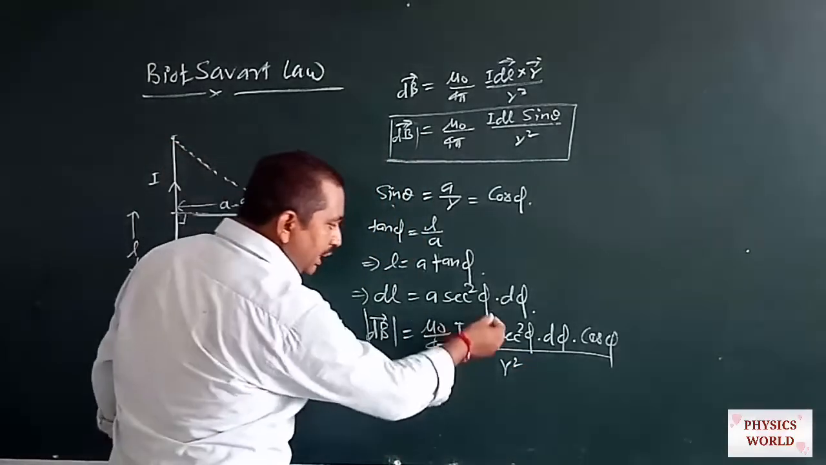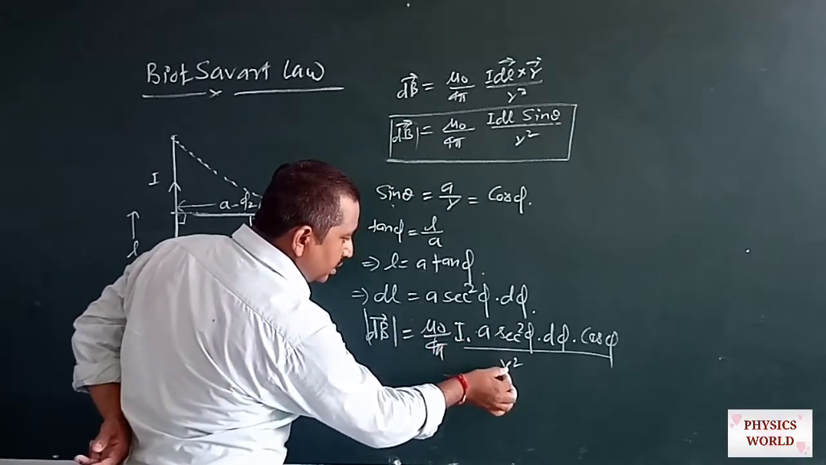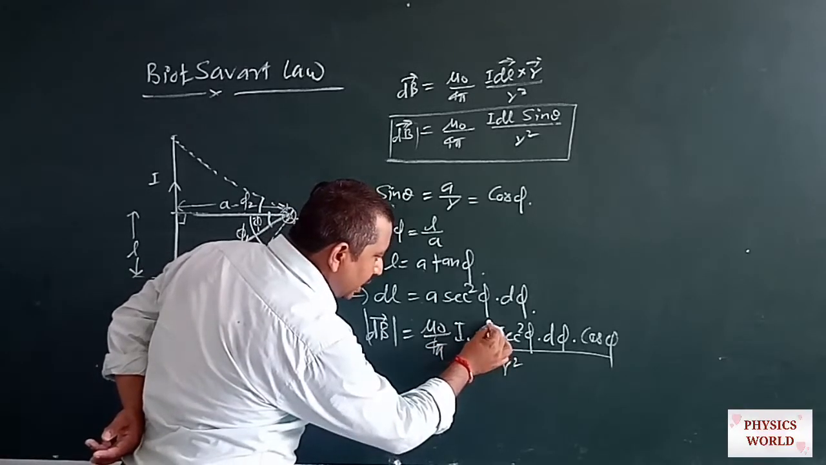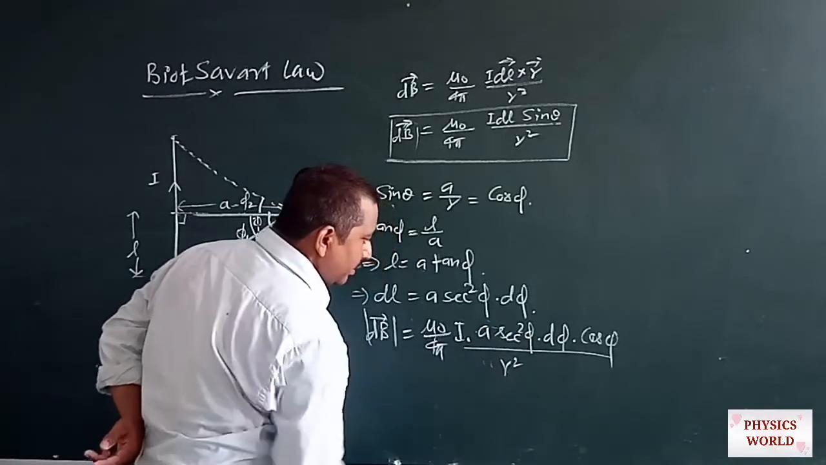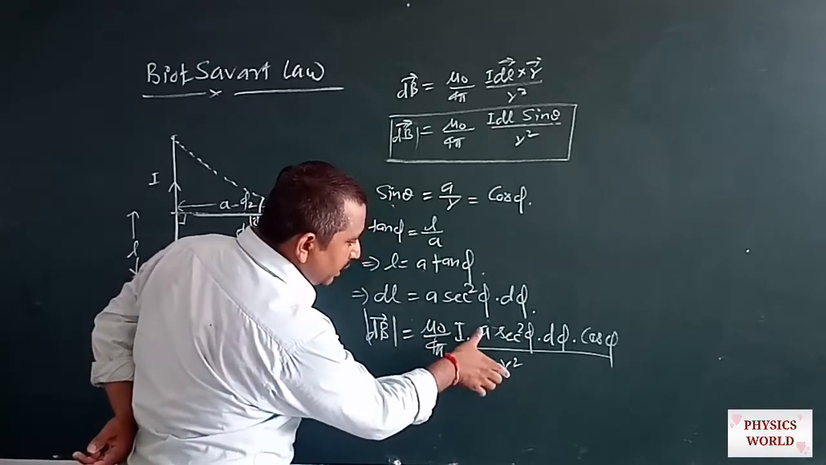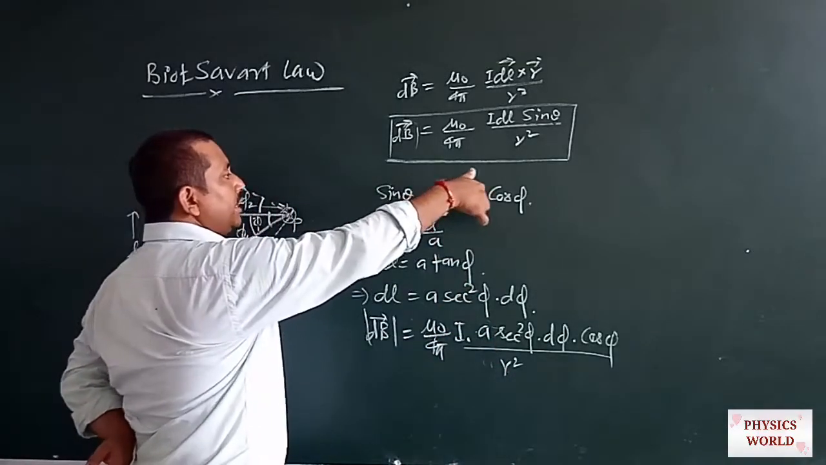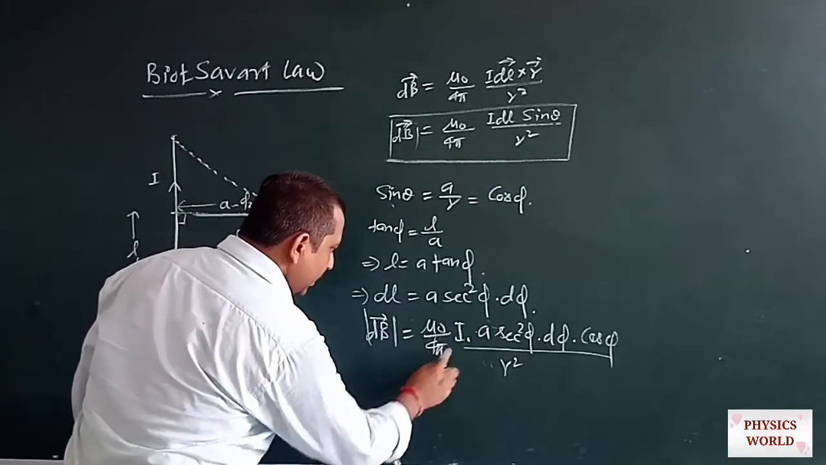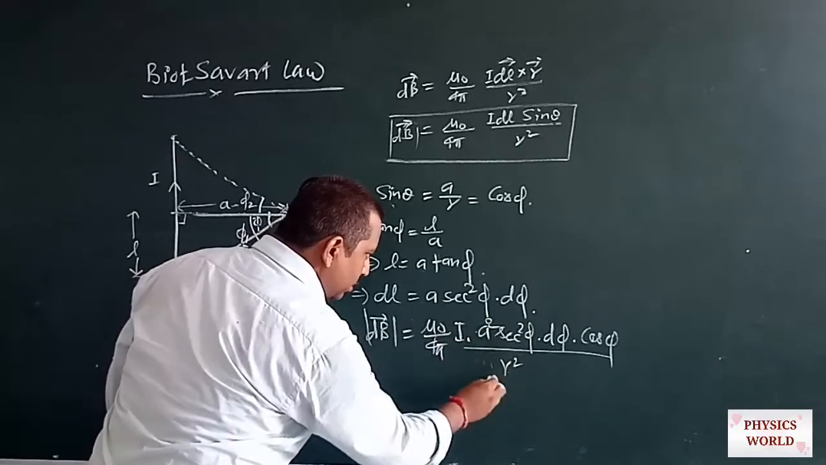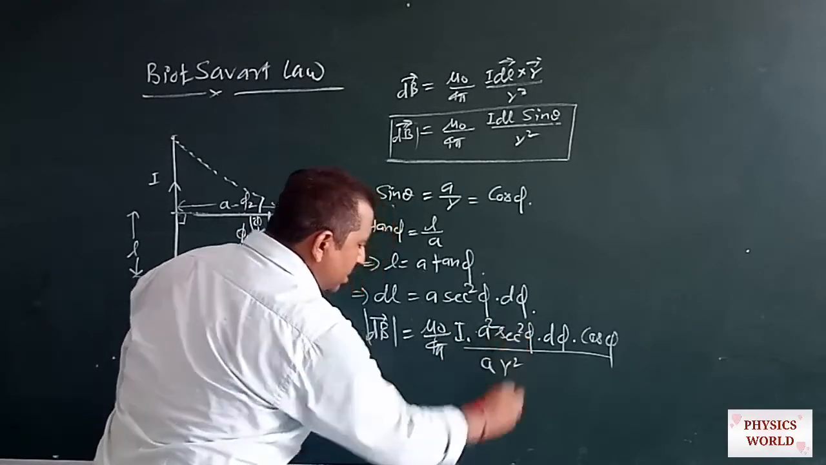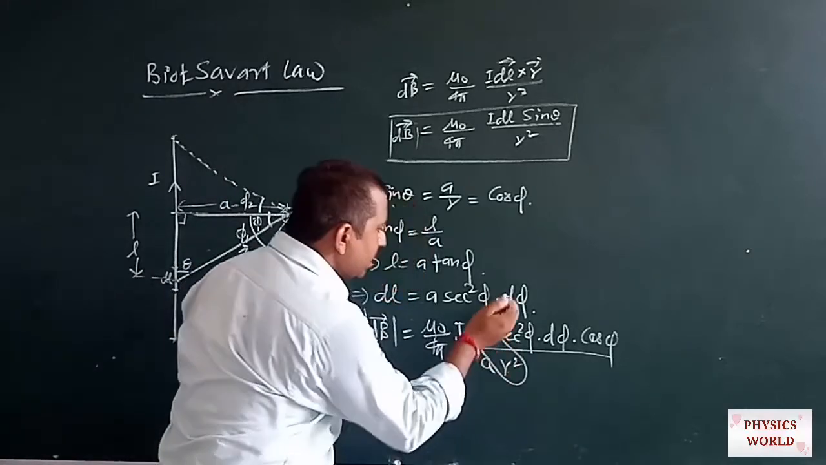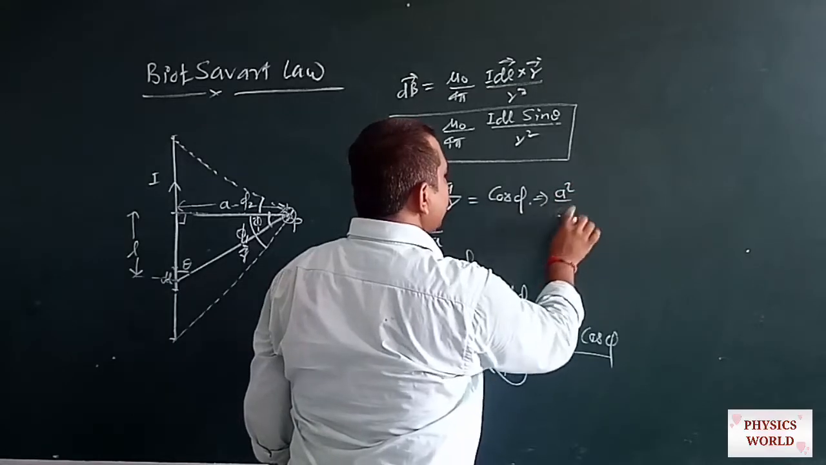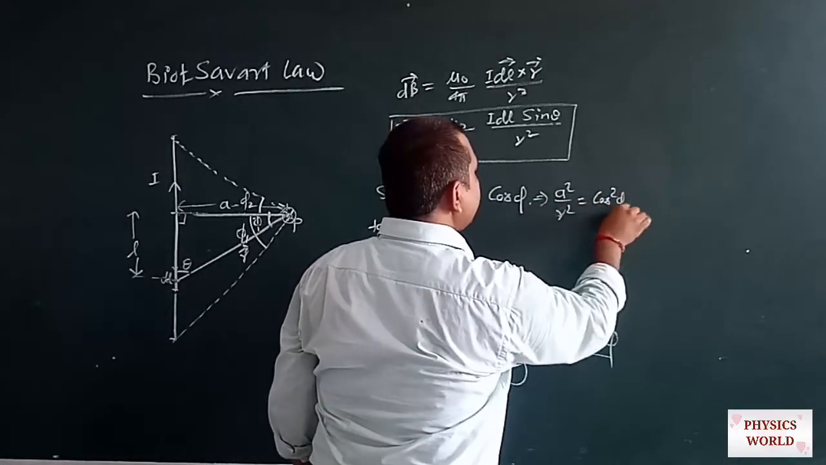If we multiply and divide by a on the right side of this equation, then we get here a square divided by a r square. So a square by r square means a by r. From here, a by r is equal to cos phi. So a square by r square will be equal to cos square phi.